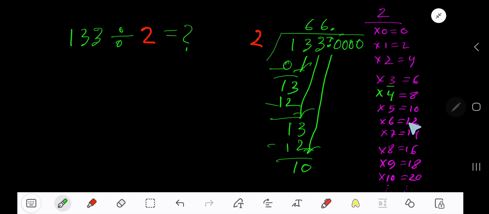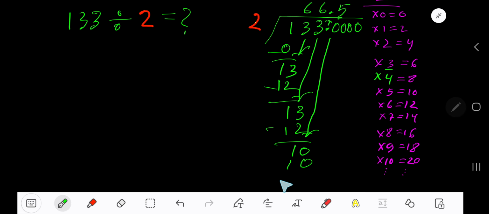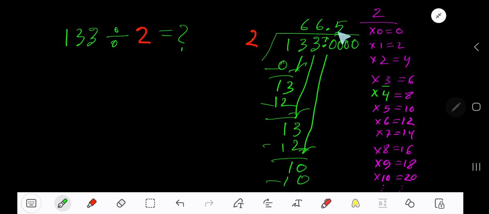2 goes into 10 how many times? 2 goes into 10 5 times. Write 5. 5 times 2 is 10. Subtract 0. As our remainder is 0, we are done. So our answer is 66.5.